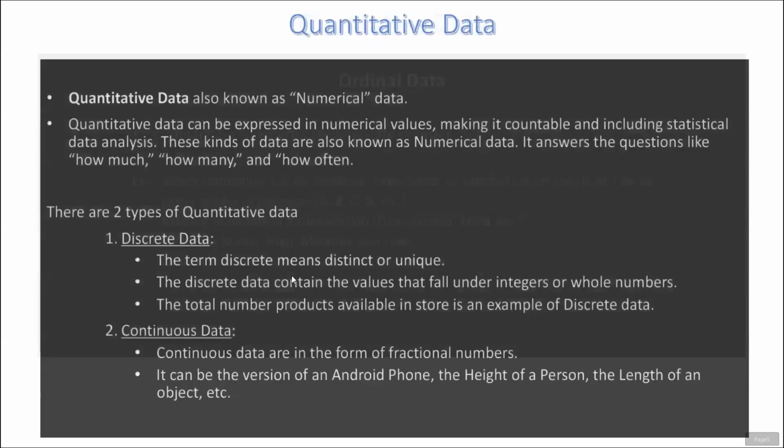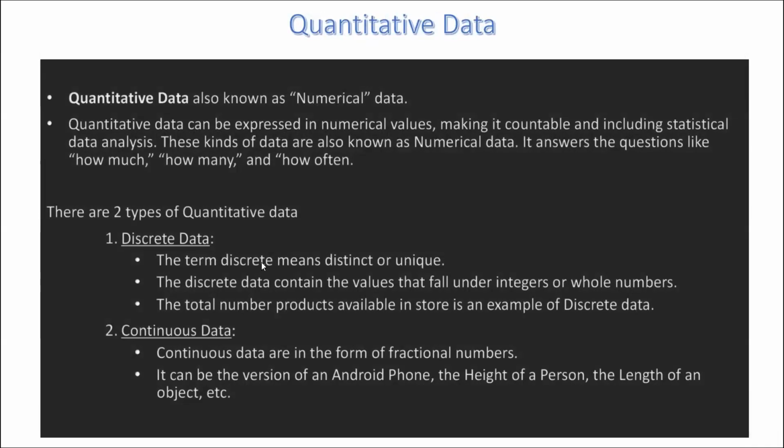Here we will see what discrete data looks like. The term discrete means distinct or unique. Discrete data contains values that fall under integers or whole numbers. The total number of products available in a store is an example of discrete data.